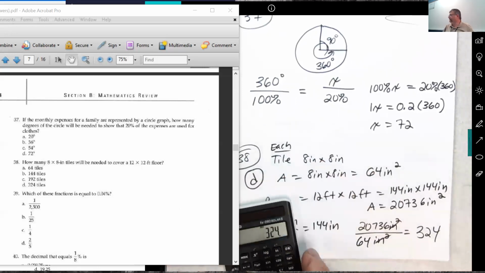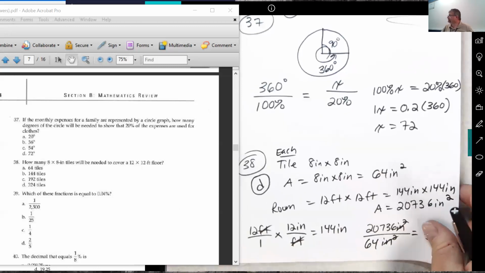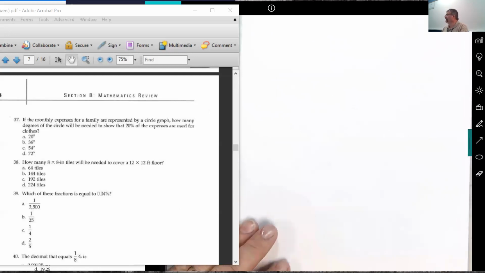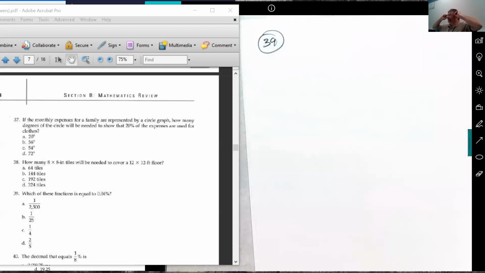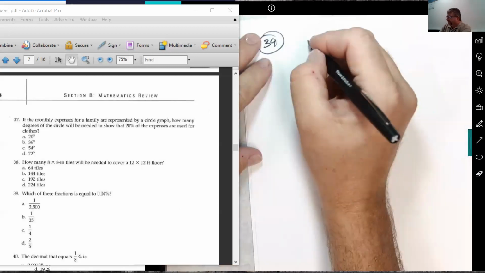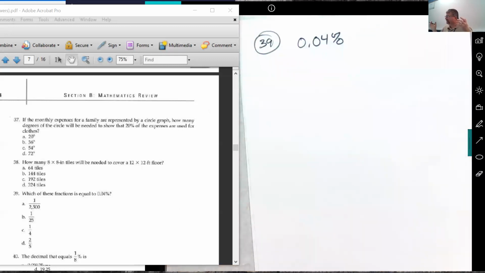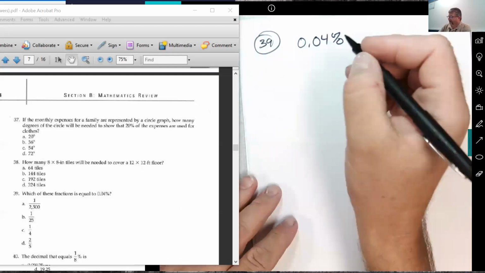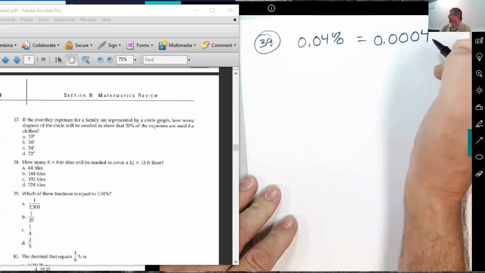Okay, for 38. 39. Which of the following fractions equals 0.04%? Well, let's convert that to a straight decimal. Okay, how do you go from percent to decimal? You move the decimal 2 places to the left and you get rid of the percent sign. So this is really 0.0004 as a straight decimal.